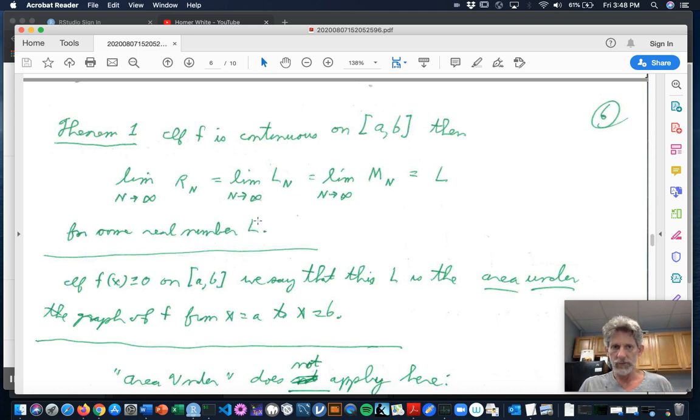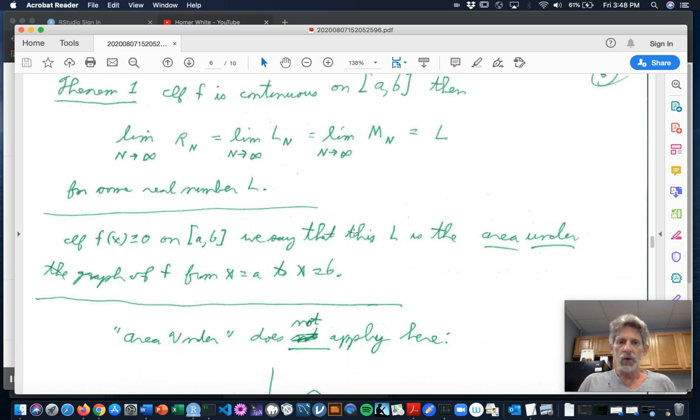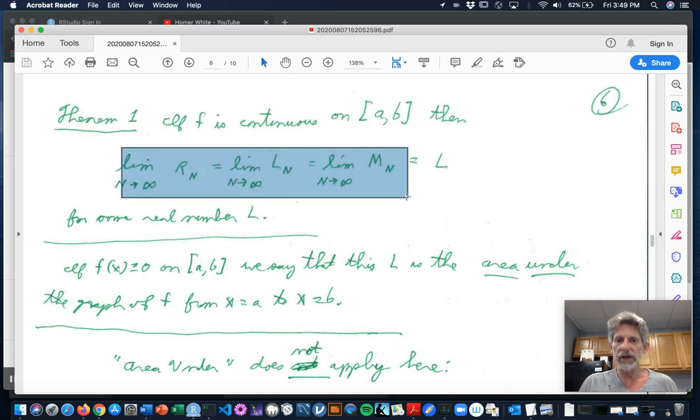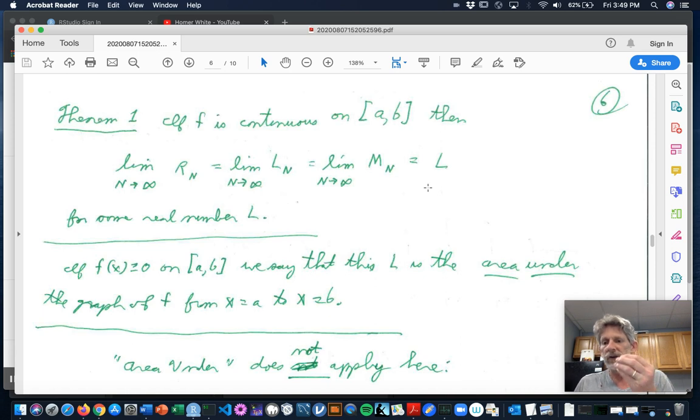L. So these three limits are all going to be the same number. So we say that that number is the area under the graph of f from x equals a to x equals b. That's actually our definition of the area underneath a curve. It's not like the area underneath the curve was some mysterious thing and now we found that it is this thing. We're actually using this theorem that says that these three things all have the same limit to define the area to be that common limit.